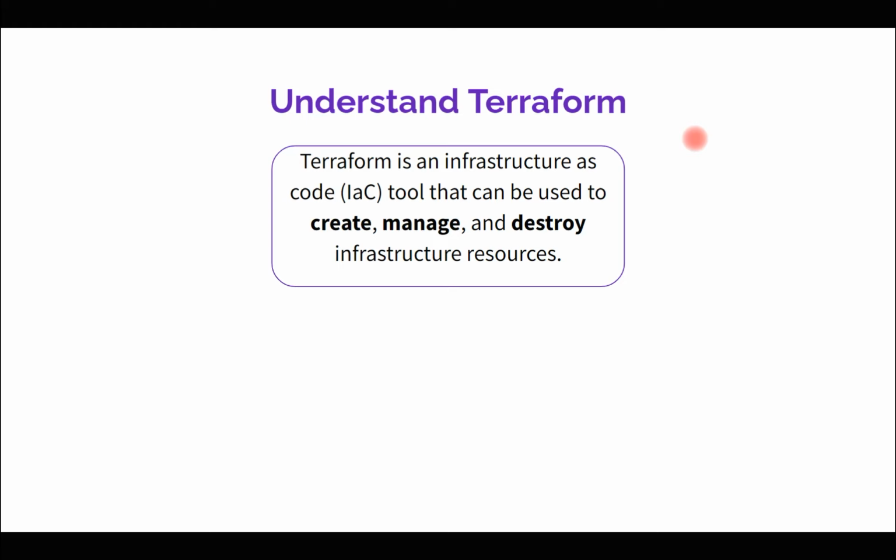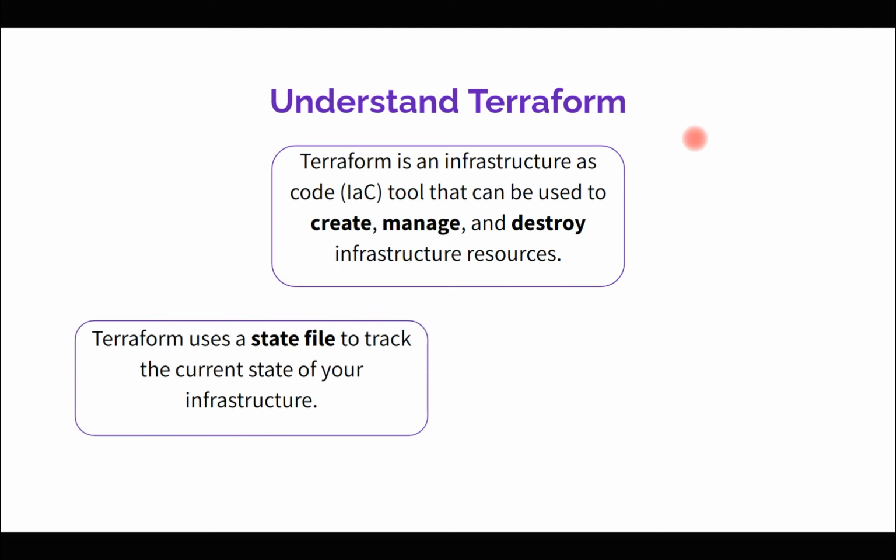So with Terraform, we can define our infrastructure in code and then we can use Terraform to provision, update or destroy. Next, Terraform uses a state file to track the current state of your infrastructure. Then how can this file be created?